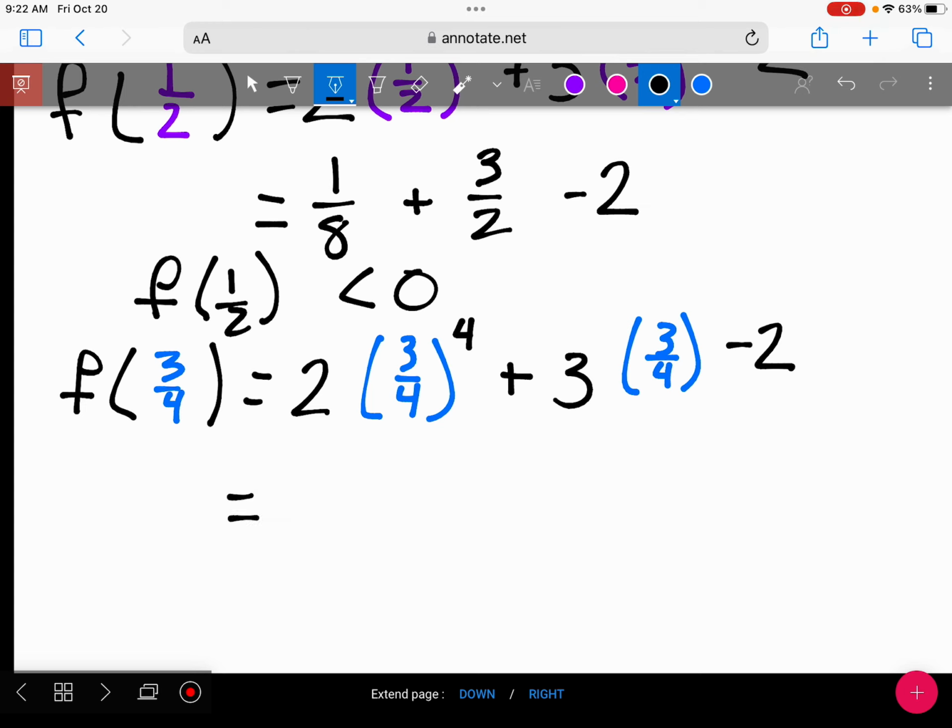All right, let's work towards simplifying this. I'm going to keep the 2 out in front. 2 times, what is 3/4 to the 4th? Yeah, because it's 3 to the 4th, 81, over 4 to the 4th. A really big number. It's actually 256.